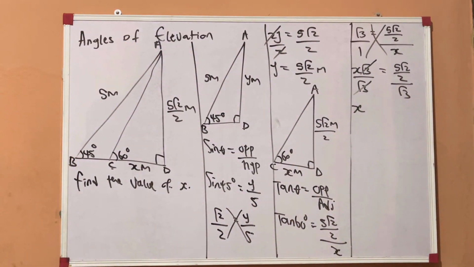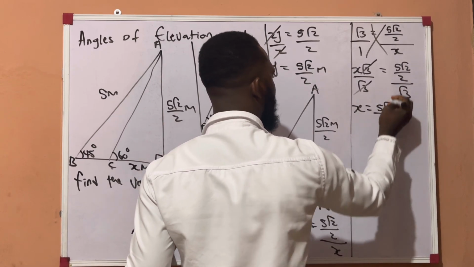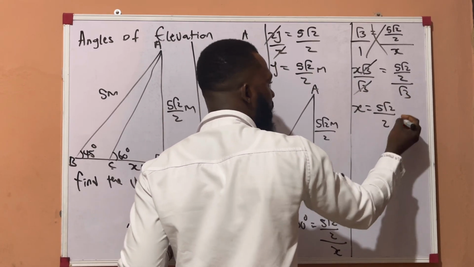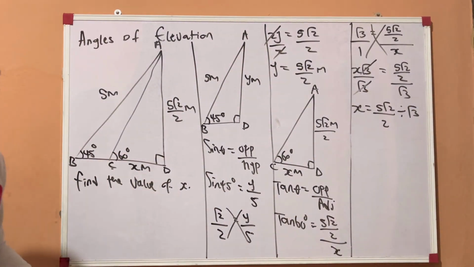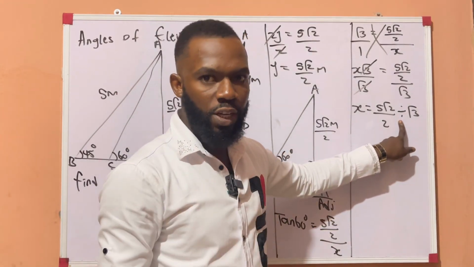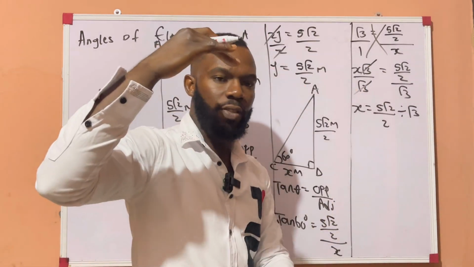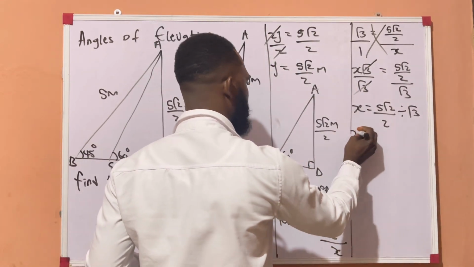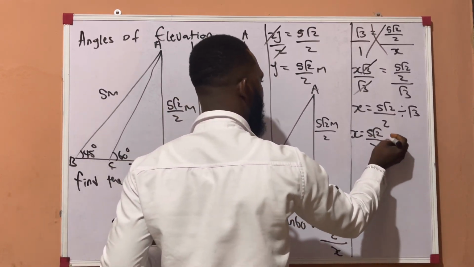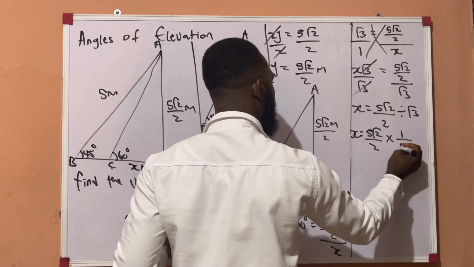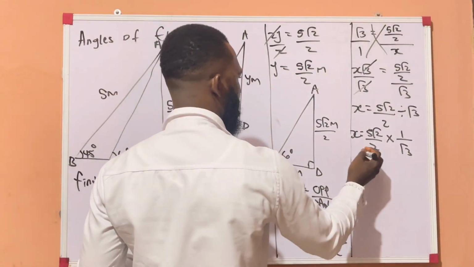okay, it can also be written as x is equal to 5 root 2 over 2. Instead of me writing all over, I will simply write divided by root 3. Okay, now we all know that the division sign will change to a multiplication sign, and hereby root 3 becomes 1 over root 3. It reciprocates. So here becomes x is equal to 5 root 2 over 2, now division becomes times, and here becomes 1 over root 3. Okay, so if we proceed with this, we're going to be having this.